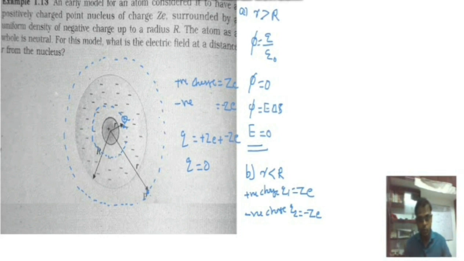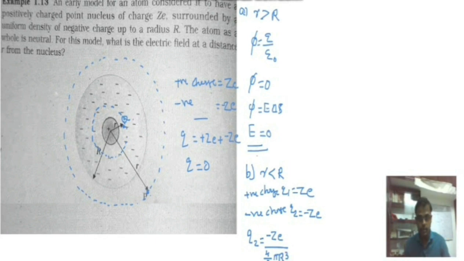So in order to find how much negative charge we are taking, you have to calculate Q2 once again. I can write here the negative charge Q2 is equal to this, minus Ze, distributed in the total volume of this atom. What is the total volume of the atom? I can write this as a spherical shape, right? So 4 by 3 pi into capital R cube.